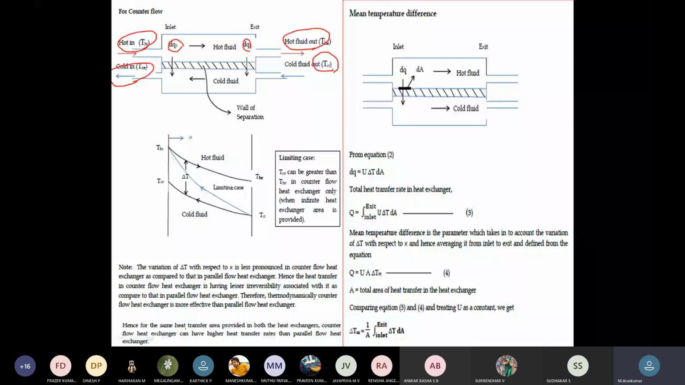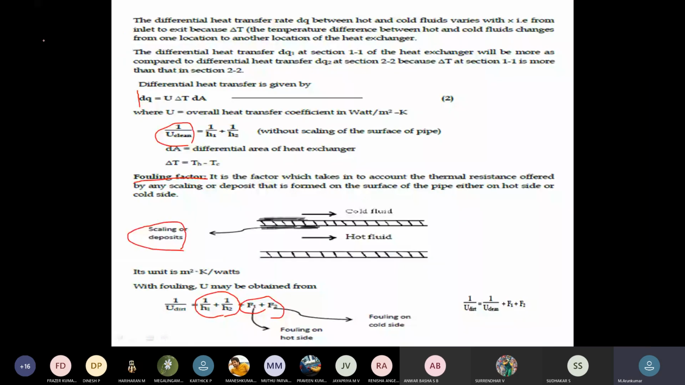So the mean temperature difference can be calculated for both flow heat exchangers. So you know what the mean temperature difference is, right? If you consider the hot fluid and cold fluid, there is a temperature difference that can be considered to calculate the mean temperature difference. So from equation 2, in this equation, dq will be equal to U into delta T into dA.